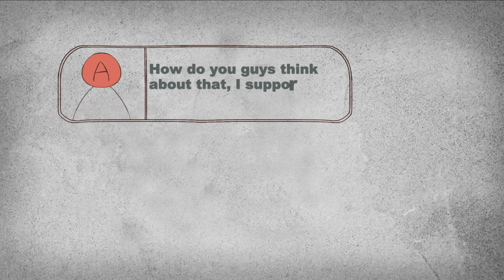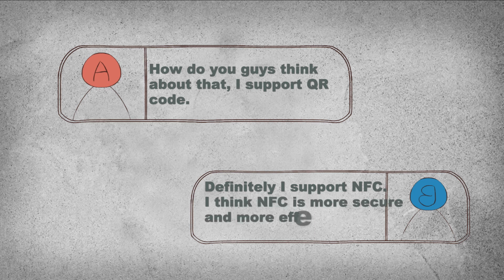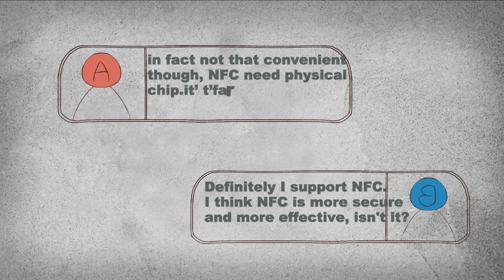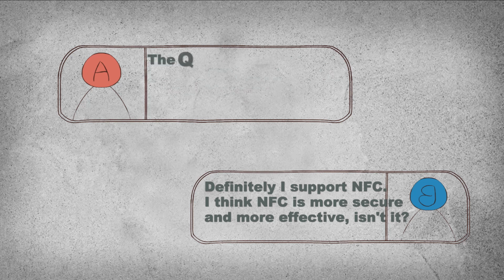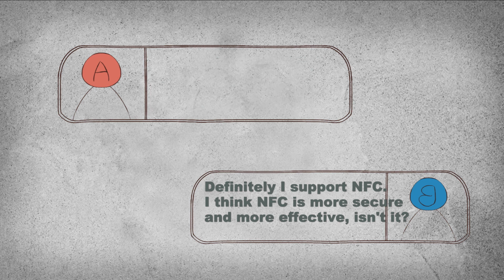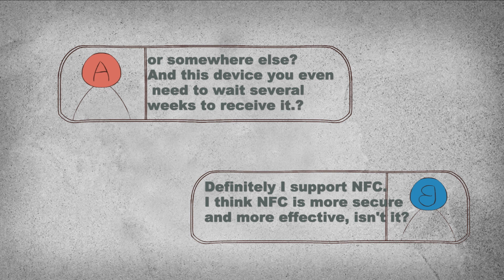In fact, I support QR code. Definitely, I support NFC. Think about it, NFC is more secure, more effective, isn't it? In fact, not that convenient though. NFC needs physical chips. It's far more expensive than QR code. If you are a seller, which one do you prefer? Think about it. For the QR code, you just need to apply and download it from Alipay and print it at home. Or you choose more expensive devices bought from some specific bank or somewhere else. And for these devices, you might even need to wait several weeks to receive them.